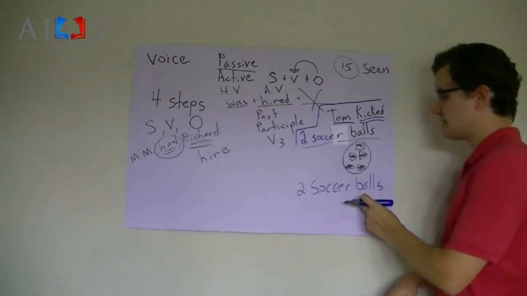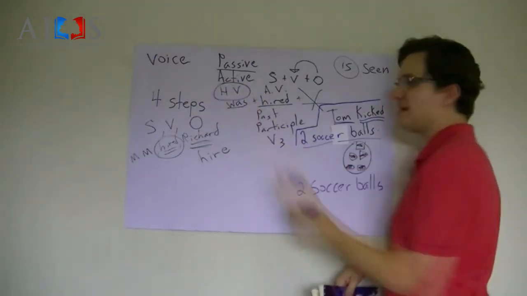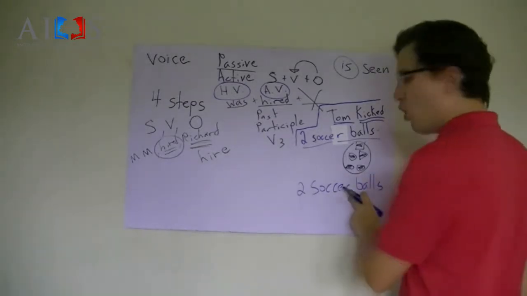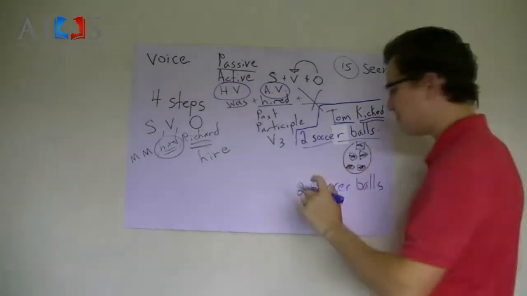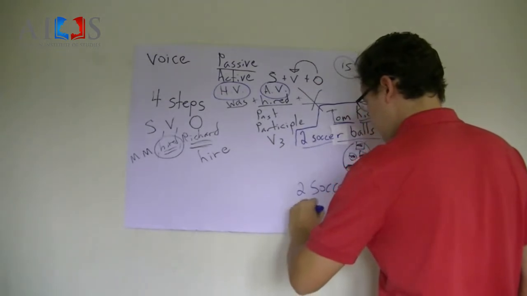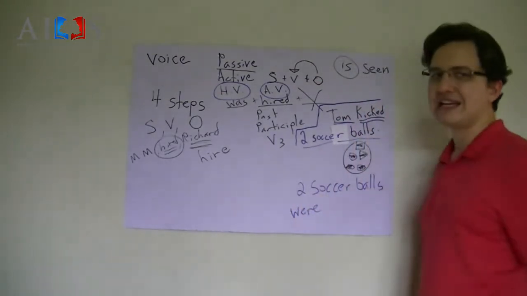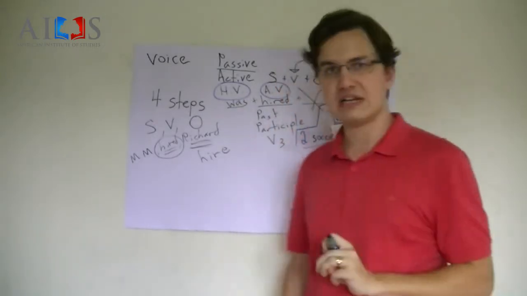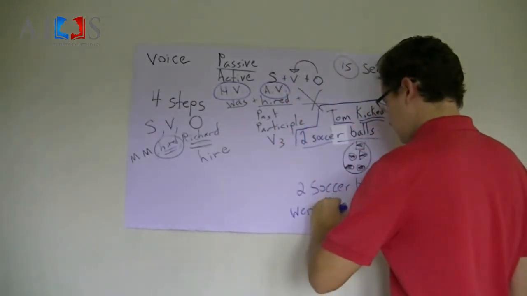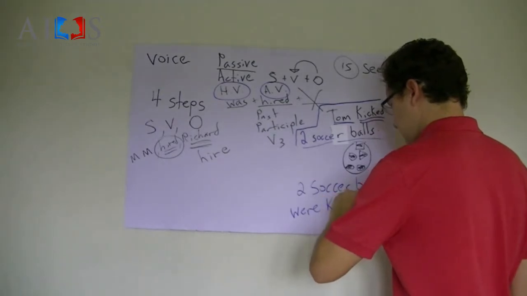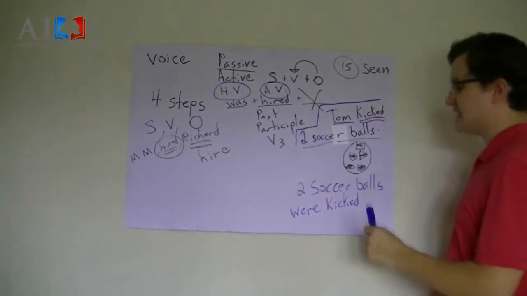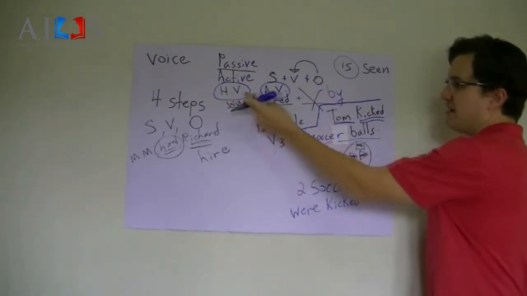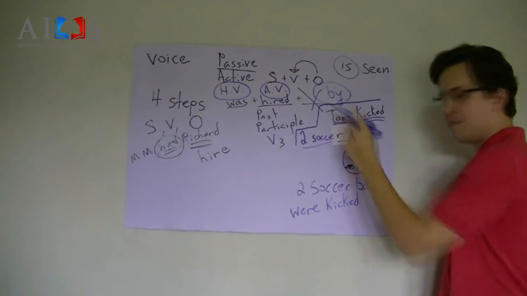2 soccer balls. Now we're going to need a helping verb and an action verb. More than one, so not was, but were. Now we have kick, kicked, kicked. Verb 3 is kicked. Then we add the preposition by. Helping verb, action verb, and then always by.